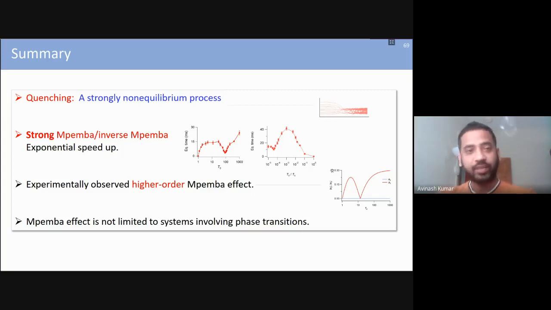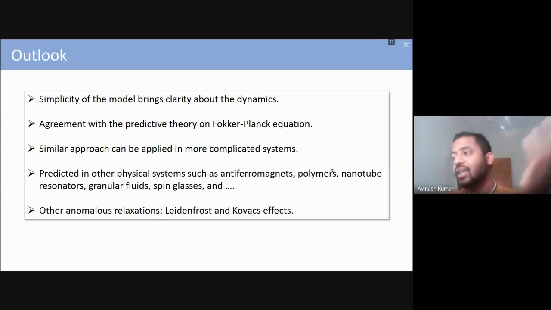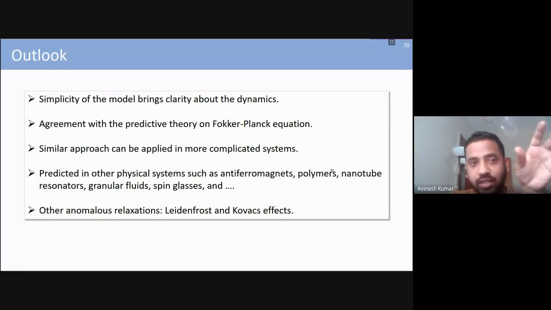And as an outlook to this work, what I can say is that we did our experiment and showed the Mpemba effects, both the forward and the inverse effects, in a setup which is a very clean setup, and I guess we know a lot about those setups and what the dynamics of the particle in those kinds of potentials is. And our results from our experimental data were in very good agreement with the predictive theory based on the Fokker-Planck equation, which can also be applied in many other systems.